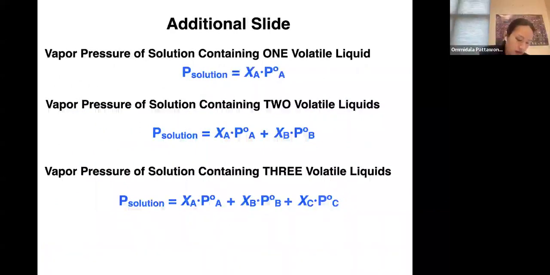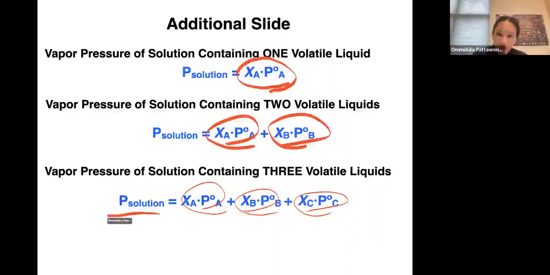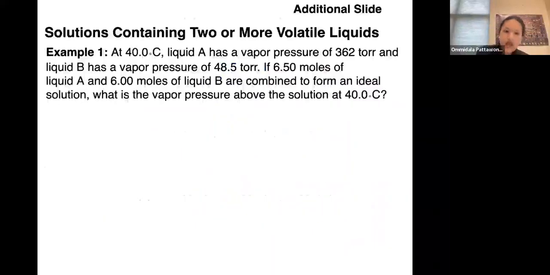Pretty much when you have one volatile liquid in the solution, you are going to use just one component. If you have two, then you have to add them up together. If you have three, you can add them up together as well, and so on, because all of them are going to contribute to the total pressure of the solution. Okay, so let's take a look at an example.